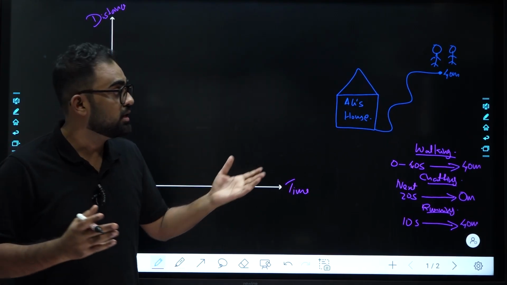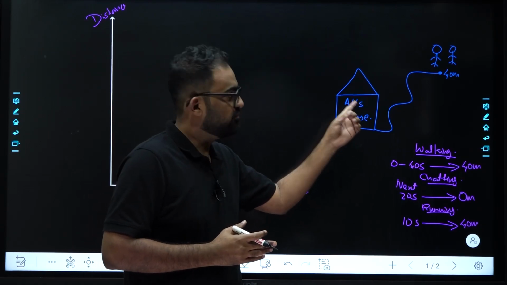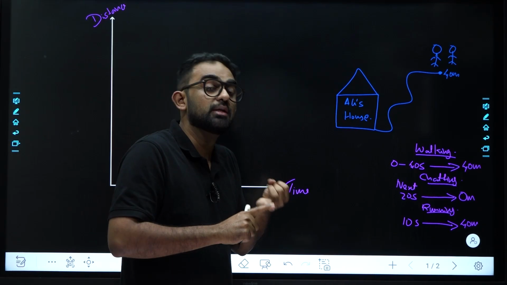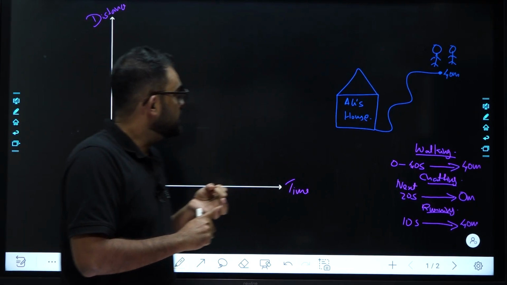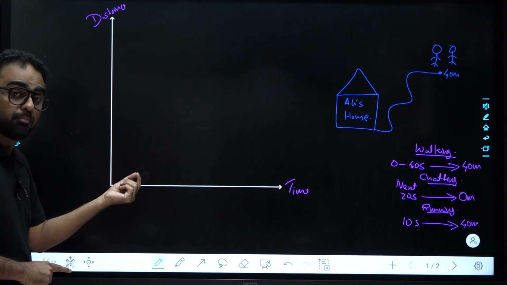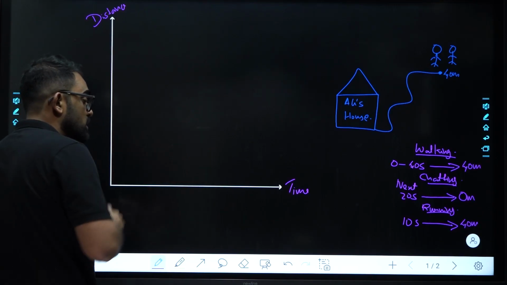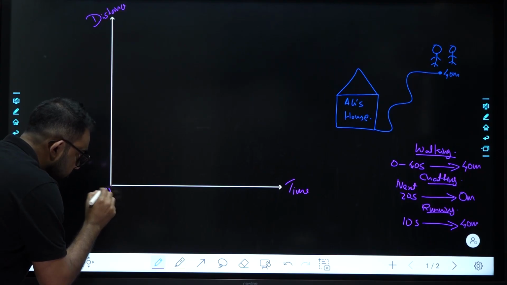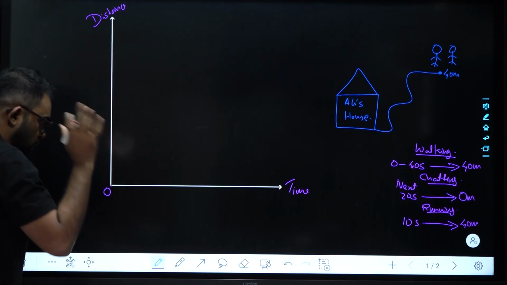Initially, where was he? He was at his home, right? When he was at his home, he didn't start to walk, so the distance covered is 0 and the time taken is also 0. There is only one point in the distance time graph where both the distance and time values are equal to 0. That is this point. At this point, time and distance are 0.